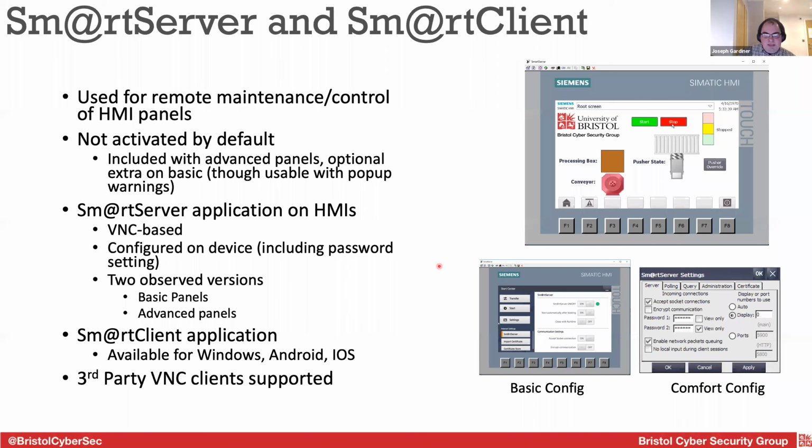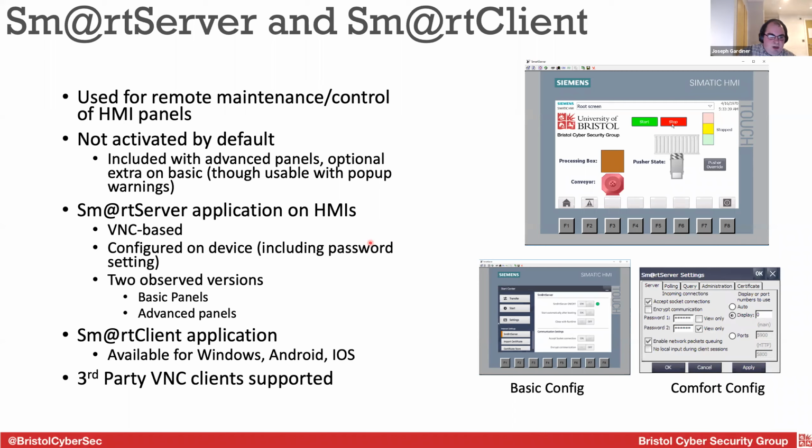So there's two parts to this. There's a Smart Server application, which is installed on the HMIs. This is basically a VNC server, and this is entirely configured on device. So you activate it onto your portal, and then you do all the settings on the device itself. And we see two versions of this. We have the version on the basic panels, which you can see in the bottom left picture here. This is over the remote connection to a KTP700, set in settings, and also you have the settings on the advanced version, which is slightly different. It has a few more options, which you see on the bottom right.